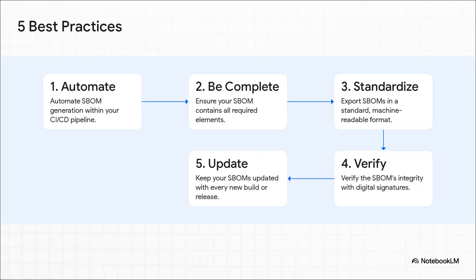Okay, let's get practical. To make SBOMs actually work for you, you need a solid process. Number 1, automate it. Bake generation right into your CI/CD pipeline, because a manual SBOM is pretty much useless the second after you create it. 2, make sure it has all those minimum required elements. 3, use a standard format like the ones we just talked about. 4, sign your SBOMs digitally so people can trust they haven't been messed with. And finally, and this one is critical, generate a new SBOM with every single build. It has to be a living document, not some snapshot in time.